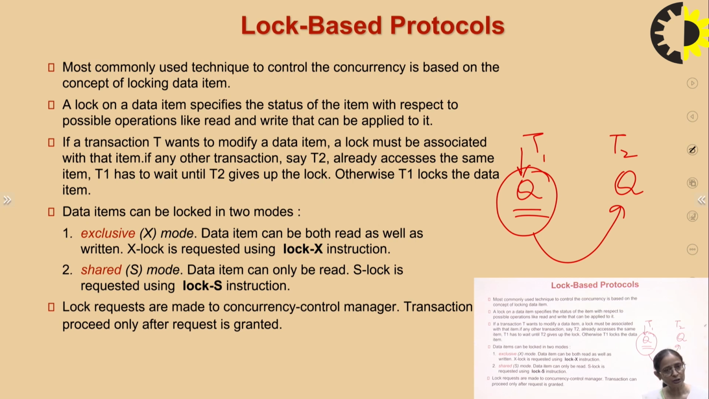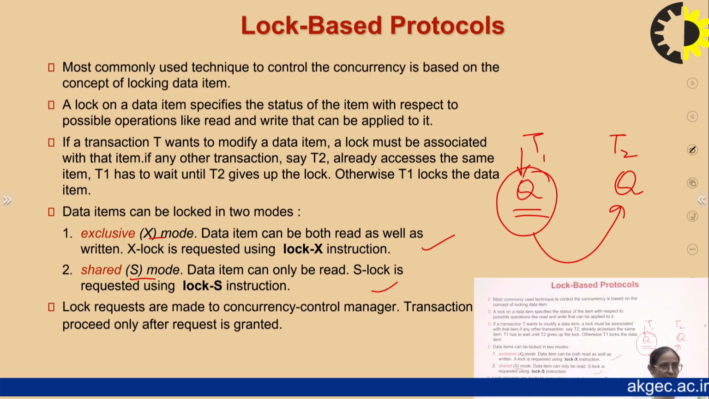Now we have two kinds of locks in a database: the exclusive lock and the shared lock. The exclusive lock is represented by the symbol X, and the shared lock is represented by S. So we have X mode and S mode. What is X mode? That is exclusive mode, where the data item can be both read as well as written. An X lock is requested using the lock X instruction.